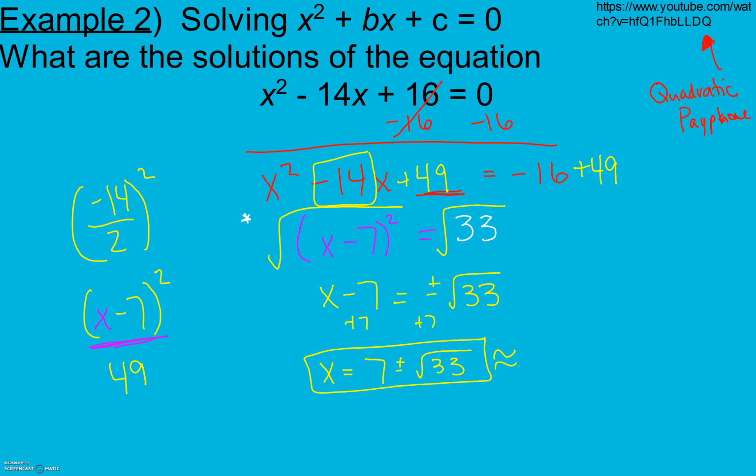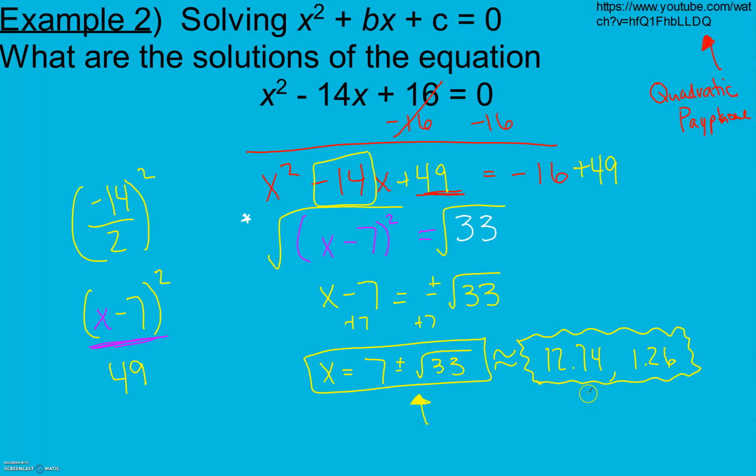So if I take 7 plus the square root of 33 in my calculator, I'm going to get 12.74-ish. And then I'm going to take 7 minus the square root of 33. And that's going to give me 1.26-ish. Okay, so these are the values that the book has in the back. But I also want you to give me the exact answer here: 7 plus or minus the square root of 33.